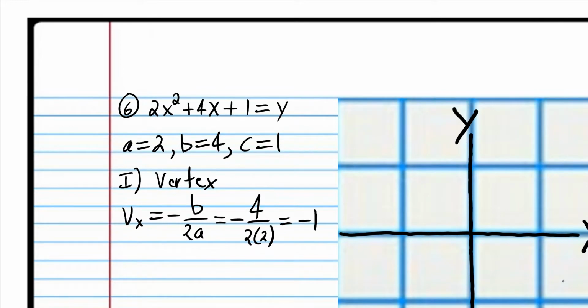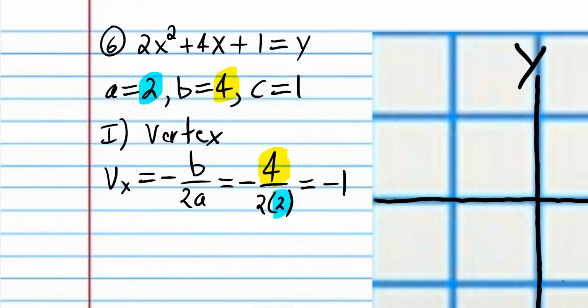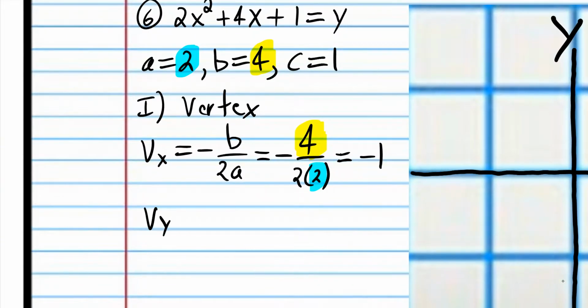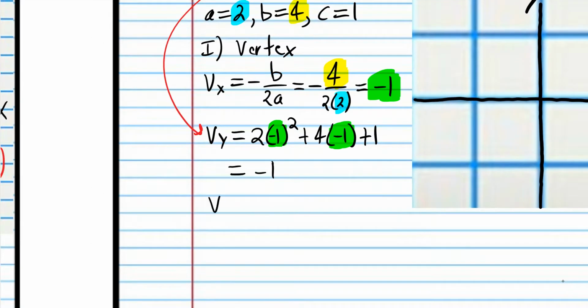And so it looks like we're going to get -1 for the vertex. Thankfully, we don't have a fraction. It's good to get away from some of these fractions. Now we're going to find the y value of the vertex. So we're going to plug that in. -1, that should be. And so it looks like it's going to be -1. So the vertex is (-1, -1).